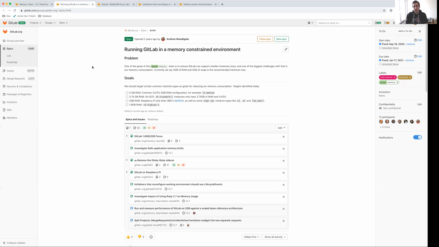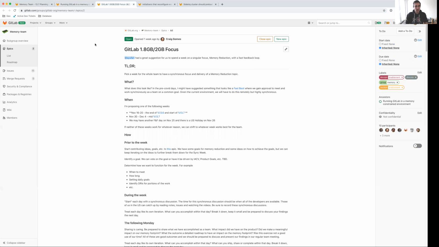In 13.7, the memory team will come together and actually focus on this for an entire week. And this is here in our sort of focus week for 1 week. The team is going to work more synchronously. It's going to meet every day, and it's going to try and understand what specifically can be done to reduce the memory consumption of GitLab to a smaller footprint.